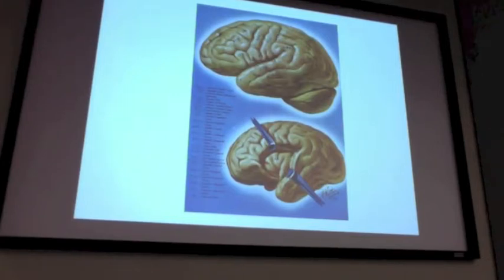Let's look now at some of the other features of anatomy. When you look at the brain, you can see how it plugs into the skull that I showed you the last time. You've got the anterior cranial fossa for the frontal lobe, the middle cranial fossa for the temporal lobes, and the posterior cranial fossa for the cerebellum.